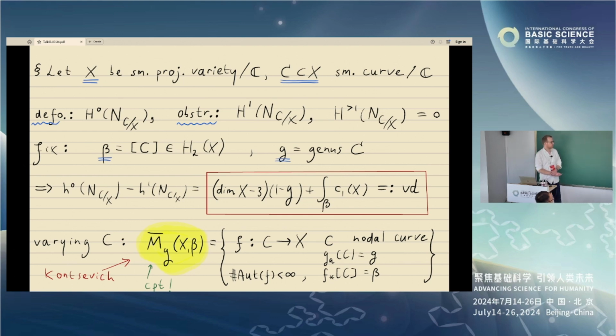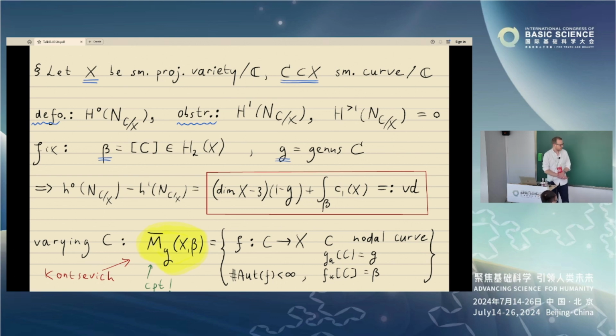Now let us fix some topology for the curve. So we fix the homology class and we call it beta, and we fix the genus g of the curve. Then we can look at the difference in dimension between deformations and obstructions, deformation space and obstruction space. And this is given by a well-known formula here. It's the dimension of X minus 3 times 1 minus g plus the integral over beta of c1 of X. And we'll call this the virtual dimension.